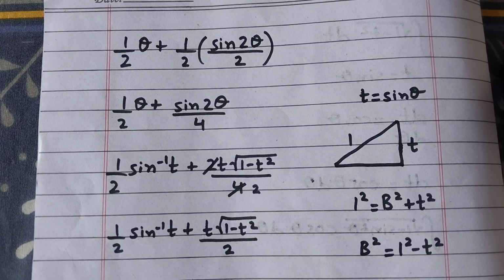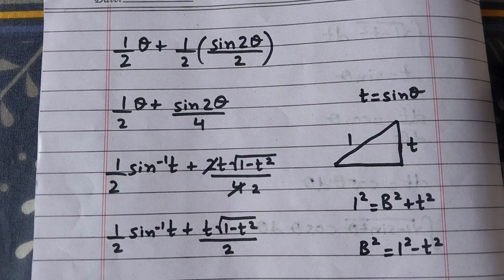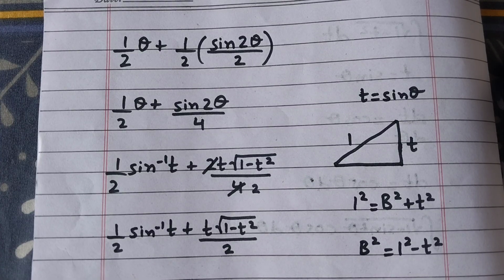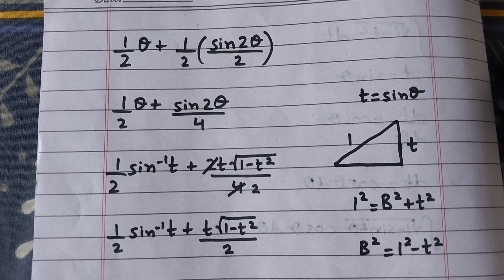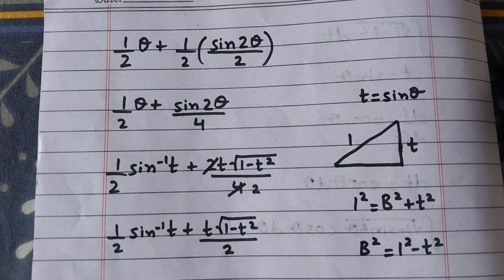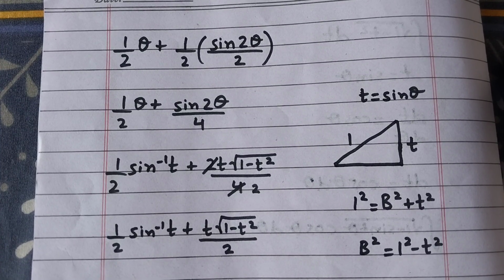So this is basically the antiderivative of square root of 1 minus t square. But this is not in terms of theta, and this can't be the final answer. So we have to replace these thetas with t, or write these thetas in terms of t. So t was just simply sine theta. So from that equation, theta is equal to sine inverse of t. So I have written this 1 over 2 and written sine inverse of t in place of theta.